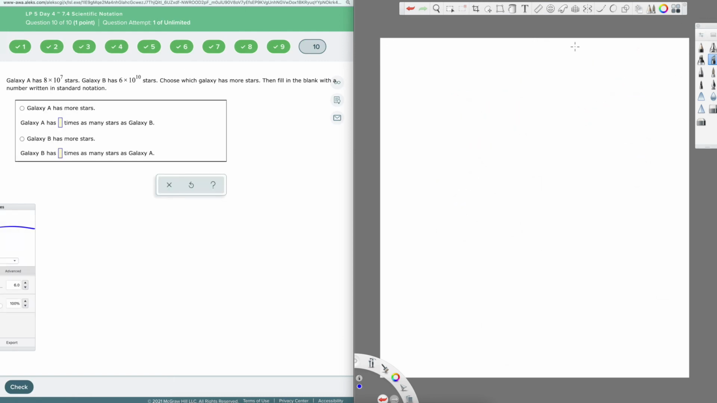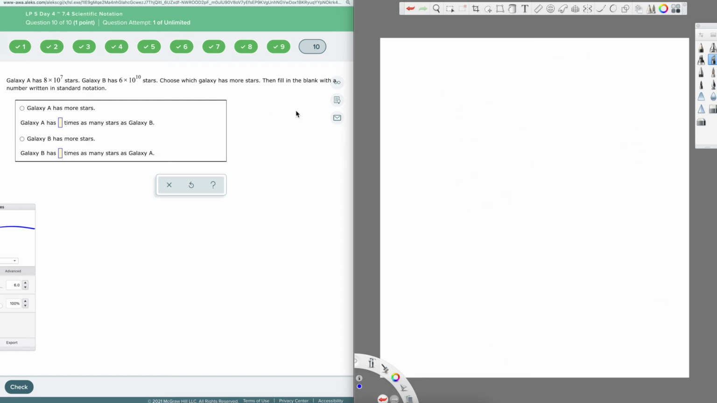So Galaxy A has 8 times 10 to the 7th stars. Galaxy B has 6 times 10 to the 10 stars. Which galaxy has more stars? Then fill in the blank with a number written in standard notation.